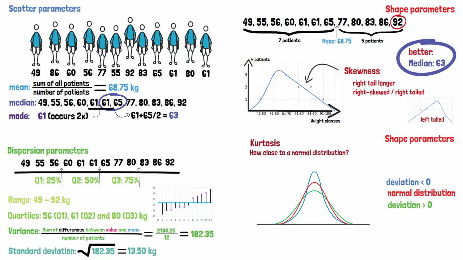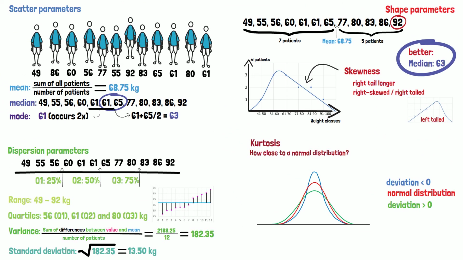So that is it for today. As you have seen, the distribution of a sample can be described with a variation of parameters to define all aspects of the location and shape of the distribution curve.